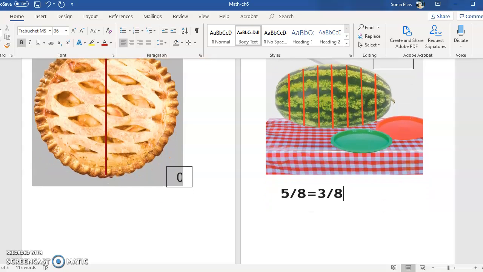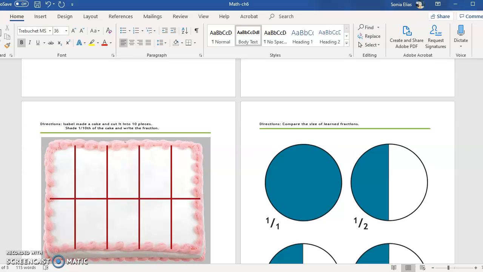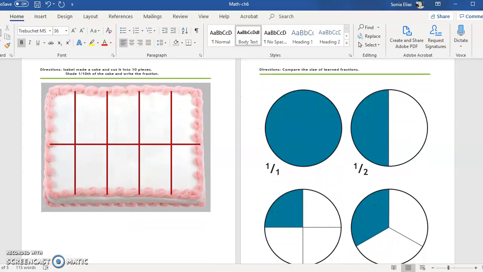The assignments that I give you are kind of the same. So you just need to look at it. I want to show you guys this part. Okay, you don't have to do anything. I just want to show you because it is talking about fractions.